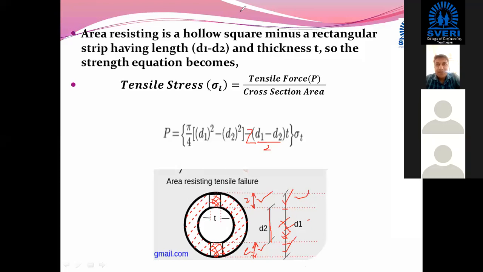Yes, sir. Yeah, that's why the 2 is there. Though you are writing 2, these will cancel each other. So the final formula will be: P, the force, is equal to area multiplied by stress. Stress is tensile stress, as we are considering failure in tension. So the area is pi by 4 into bracket d1 square minus d2 square bracket complete, minus d1 minus d2 into t, whole bracket complete, multiplied by tensile stress.